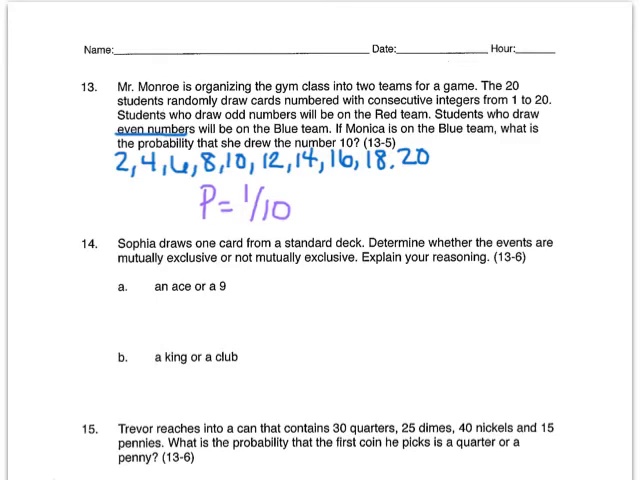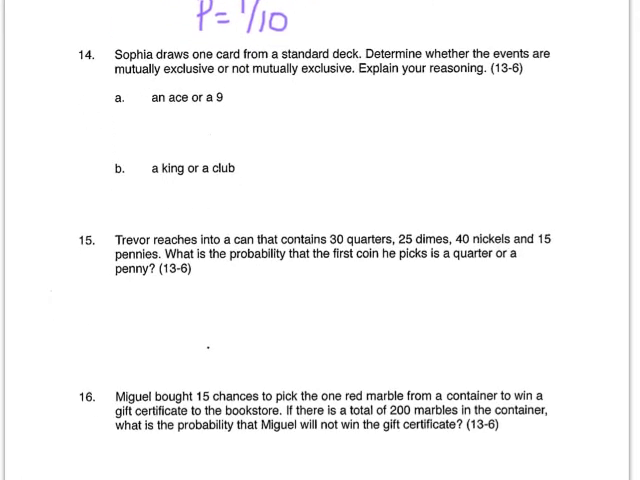Okay, if we're drawing a card, explain whether they're mutually exclusive or not. An ace or a 9. Well, these would be mutually exclusive because you can't be both at the same time. So for our explanation, I would say something along the lines of a card cannot be an ace and a 9 at the same time.